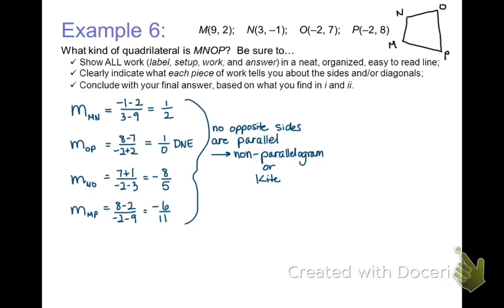So let's start checking our, how are we going to see if the consecutive sides are equal? What formula? Distance. So which side do you want to start on? MN is easiest, right?